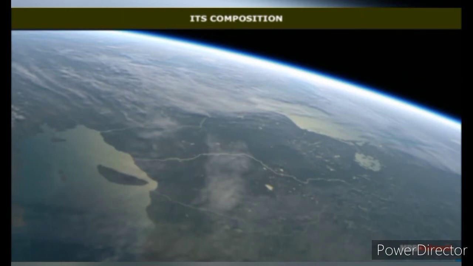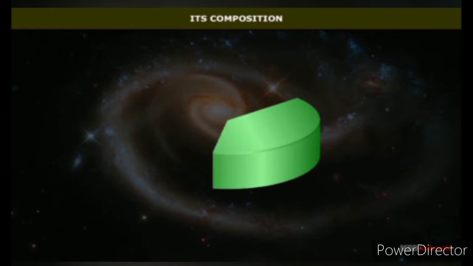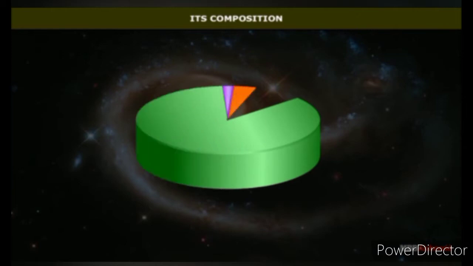Its composition. The atmosphere, as described above, is a blanket of air around the Earth. Air is a mixture of tiny molecules of gases.